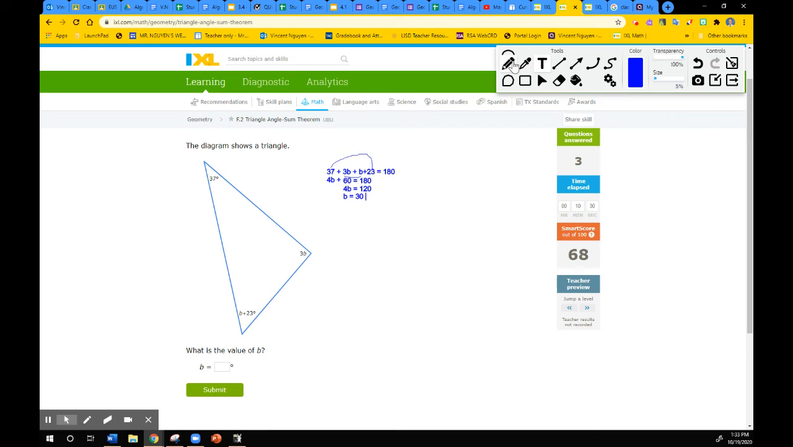Okay, now if they ask you to substitute it and find the angle, you can just do 3 times 30, because b is 30, and then you get 90 for this angle, which proves to us that this triangle is a right triangle if we have to classify it, right? So this is a right triangle because we have a 90-degree angle, okay? Now I'm just going a little further just to help you understand the context of this, right?